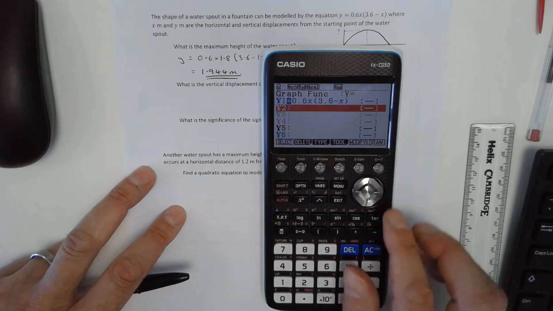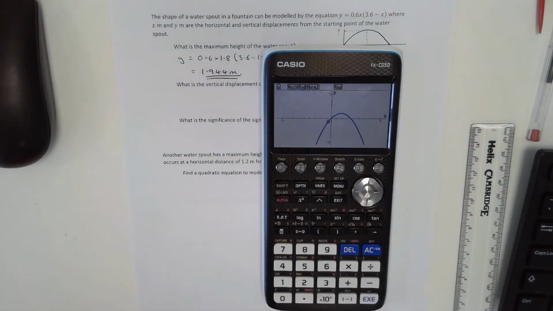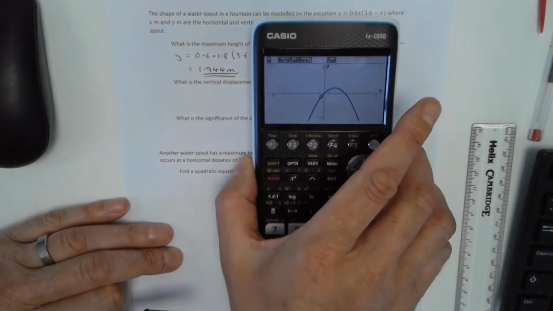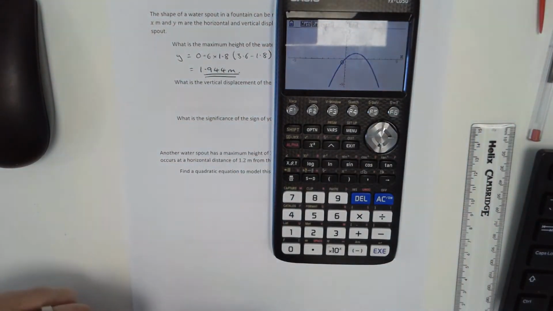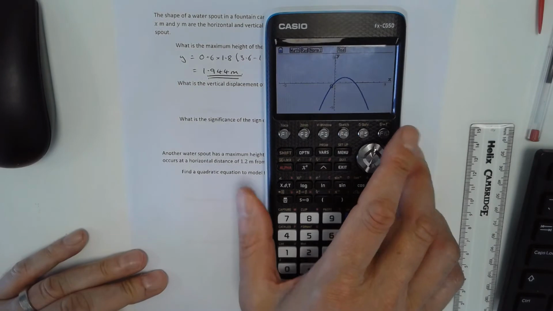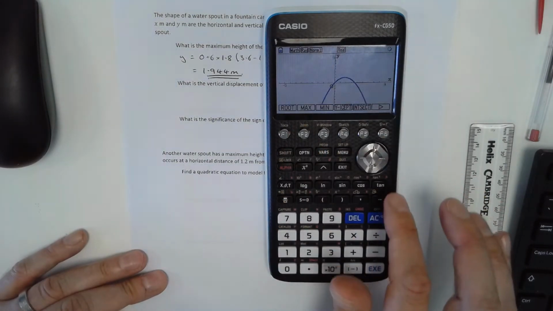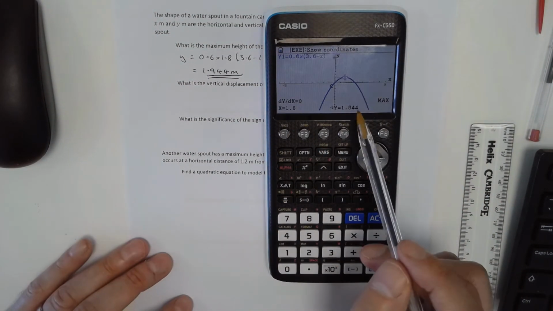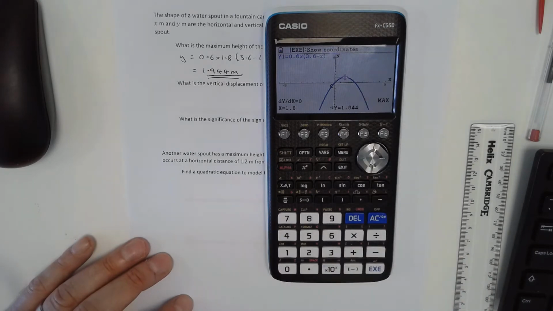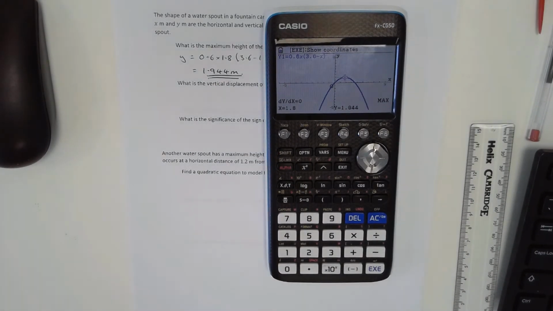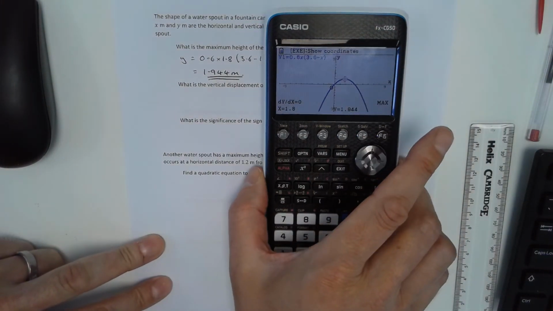So let's graph that. It looks like that. Again, as always, you might have to mess around with the V window a little bit, and I can do a G-solve, I can do a max, and I can find my maximum point, 1.944, and at x is 1.8. So my assumptions were correct and I have the right value. Okay.